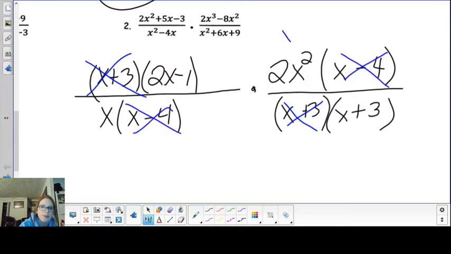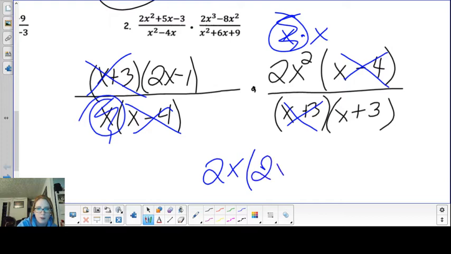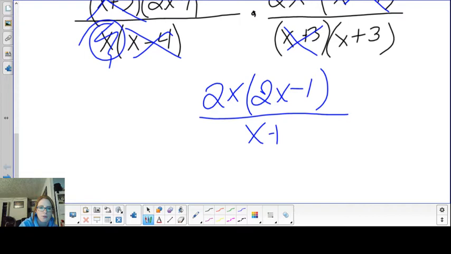Now, I have two x's being multiplied here, essentially. And I have one single x on the bottom. So what I can do is cancel out one of those x's, and I'm still left with one. So on top, I'm left with 2x times 2x minus 1. And on bottom, I'm left with x plus 3.